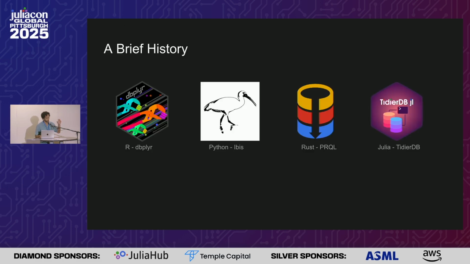Brief history: in 2013-14, dbplyr came out, and that converts dplyr code, or tidyR code, to SQL. Python came out in 2015, it's the same exact thing, inspired by dbplyr. Rust has a version, and now we have one in Julia, among a couple other packages.